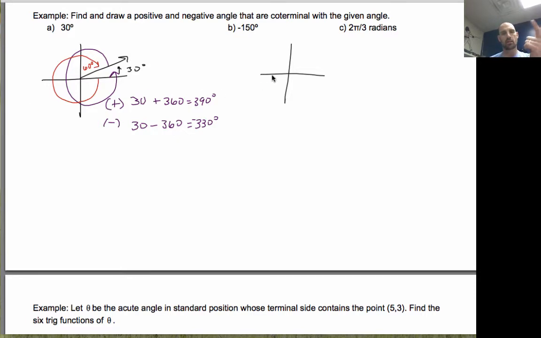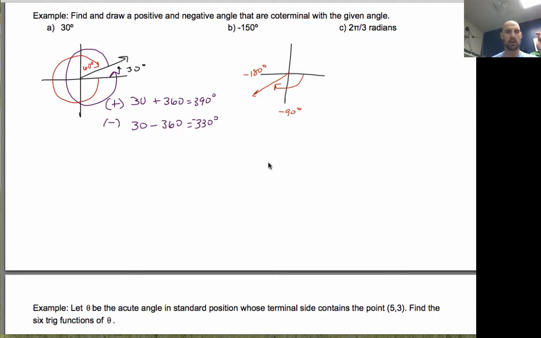It's important to get that first angle in there. So negative 150, where's that going to be? Well, if this is negative 90 down here, and this is negative 180, I've got to go negative 90 and then another 60 degrees. So negative 150 would be about right here. Very important to put that arrow, right?